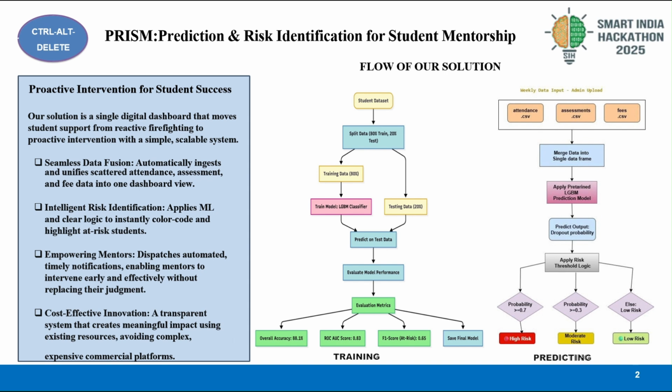curve score of 0.83. Now for the live system, on a weekly basis, an admin simply uploads CSV files for attendance, assessment, and fees. Our system automatically merges this data and applies a pre-trained model to predict the dropout probability for every student. Based on this probability, we use simple threshold logic to categorize students. A probability of 0.7 or higher is classified as high risk. A probability between 0.3 and 0.7 is moderate risk. Anything else is considered low risk. This clear color-coded system allows mentors to immediately see who needs their attention.